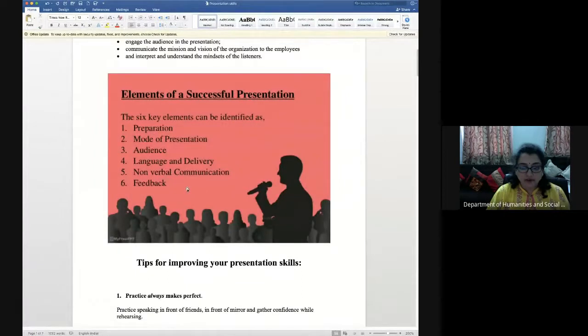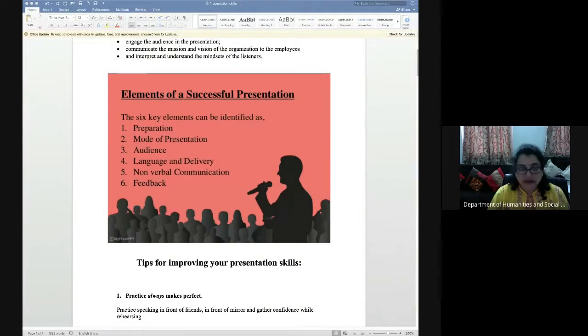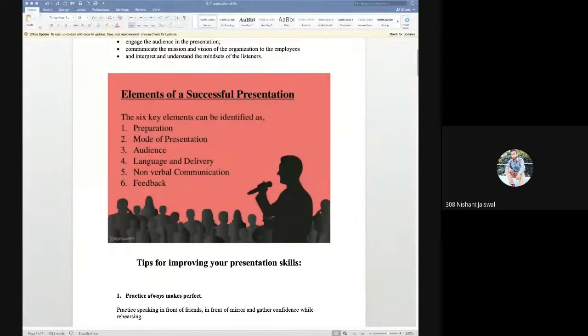Then we come to the non-verbal communication skill. What is a non-verbal communication skill? Can anybody tell? Would anybody like to say what a non-verbal communication skill is? Yes, by signals. By using gestures, eye contact, facial expression, body language.